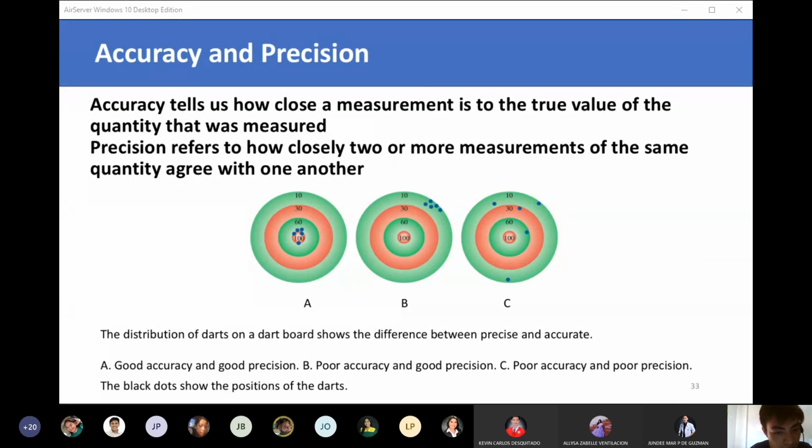Sige. So for the last part, we have this one. Ano tawag dito? Yung pagkalat-kalat yung data nyo. If your data are scattered, that means you are not precise and not accurate as well. So the difference between the two: accuracy tells you how close you are to the true value, while precision just tells you how close you are to the other measurements.